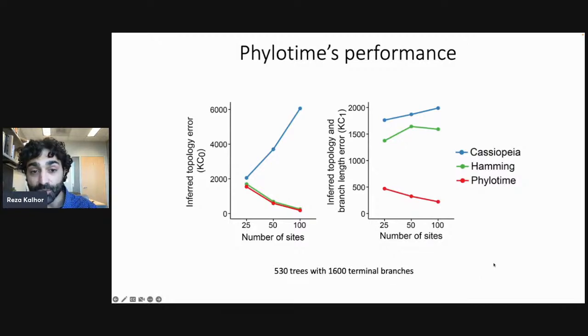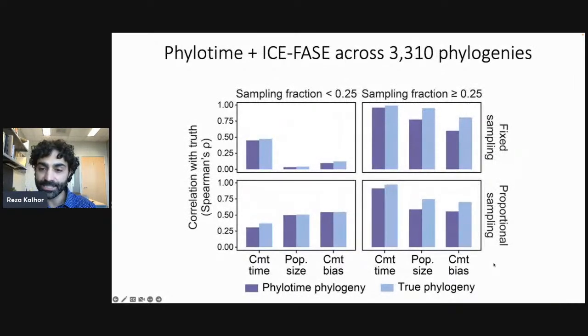Now, the question becomes: given the uncertainty in reconstruction of phylogeny, and the fact that even Phylotime reconstructed phylogenies are not perfectly accurate, not exact matches for the true phylogeny, does the ICE-FASE algorithm still work, or is it so sensitive to any error that it completely falls apart? This result shows the application of Phylotime to our panel of 3,310 simulated phylogenies, followed by the ICE-FASE algorithm applied to the inferred phylogeny and compared with the true phylogeny.